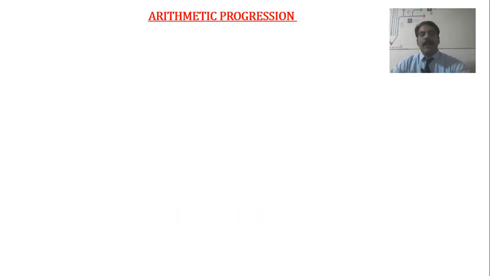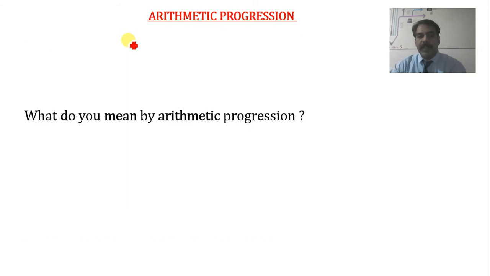Now let us try to find out what arithmetic progression is. Students, keep in mind that every sequence has some pattern in it, and on the basis of that pattern we can decide whether it is an arithmetic progression or not. So every arithmetic progression is a sequence, but every sequence is not an arithmetic progression. So let us see what arithmetic progression is.